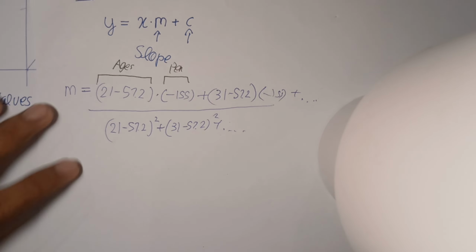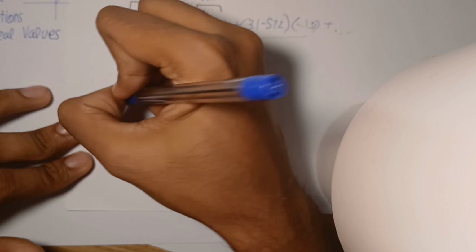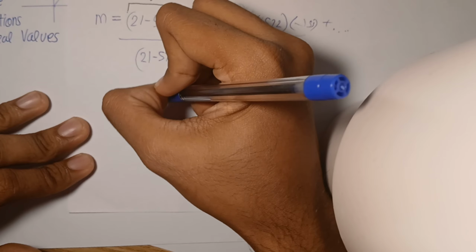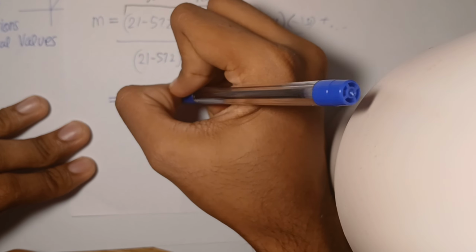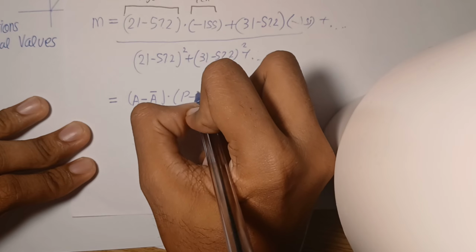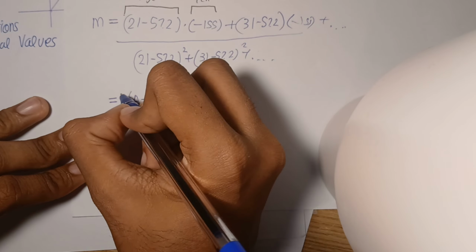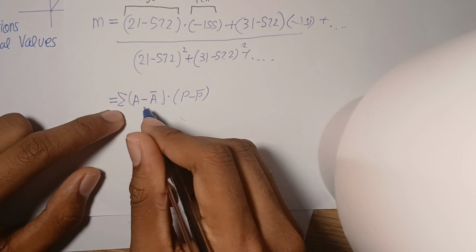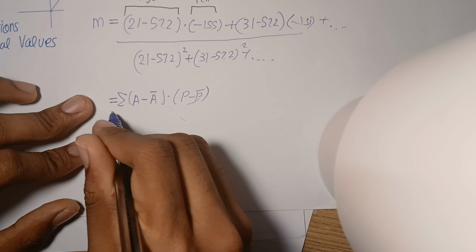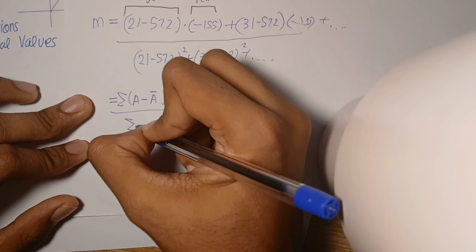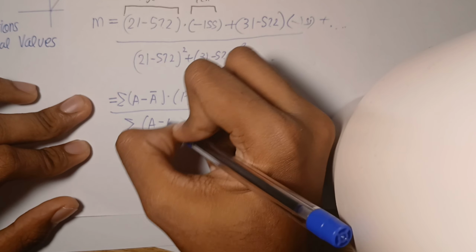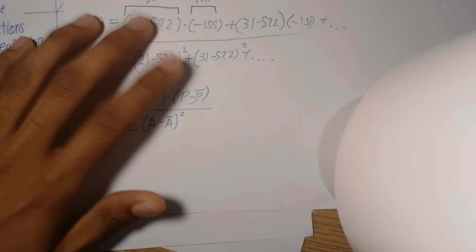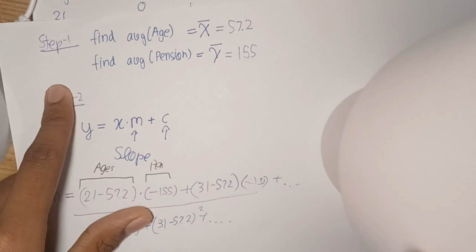Now this whole process can be represented in a form that looks a little something like this: age minus average age, into pension minus average pension. Now this symbol here simply signifies the sum of these values, divided by the sum of age minus average age squared. This is the value for slope. Now moving on, that was step 2.